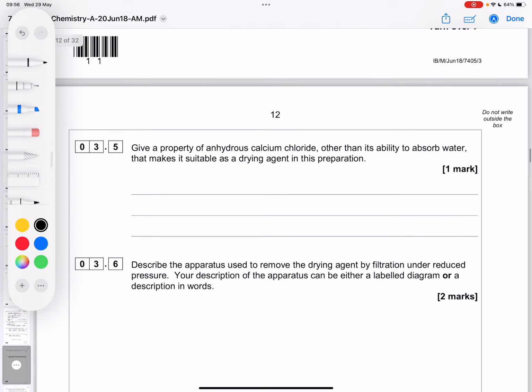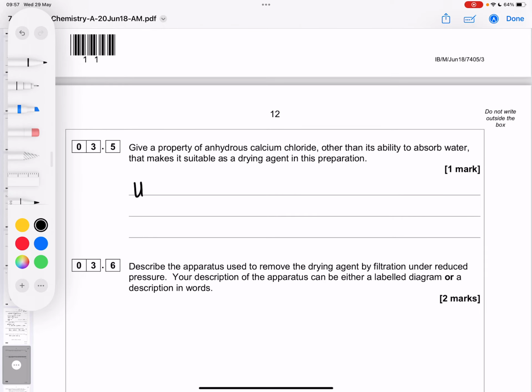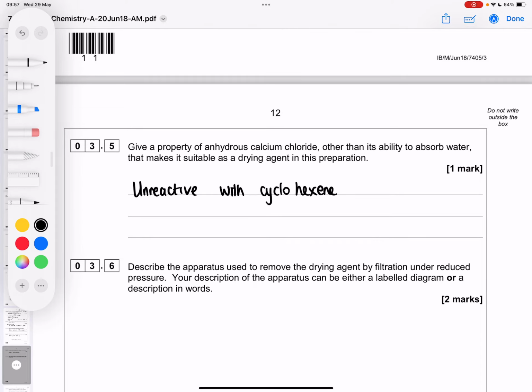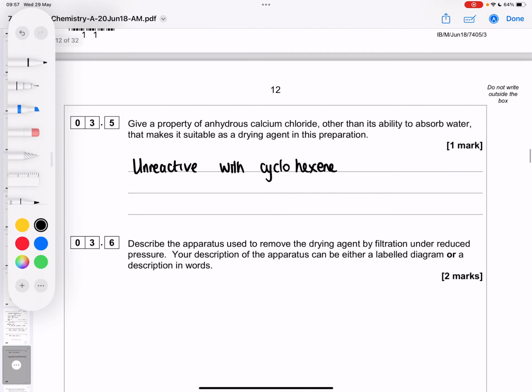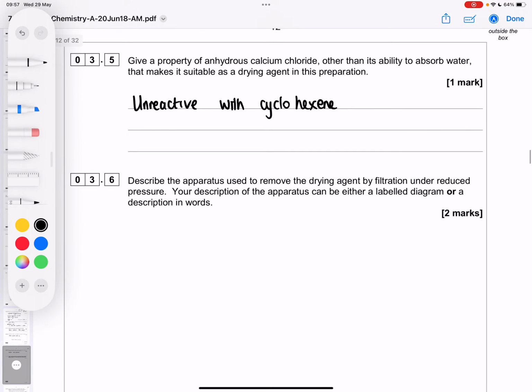It says, give a property of the drying agent, other than its ability to absorb water, that makes it suitable. Well, it needs to be unreactive with cyclohexene. It can be reactive with other things, but it just can't react with cyclohexene. Or also, you could say it doesn't dissolve in the cyclohexene.